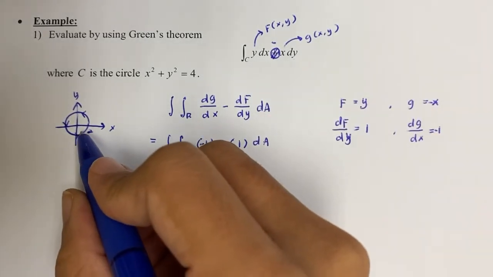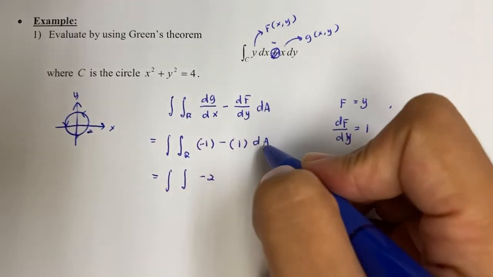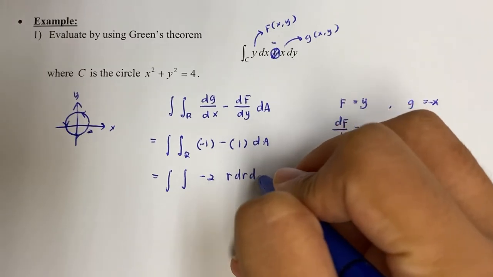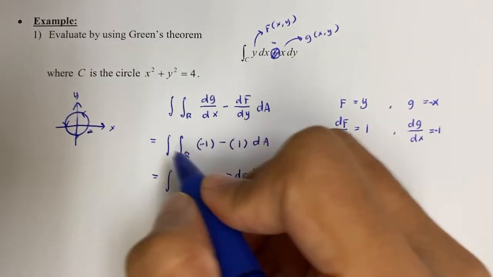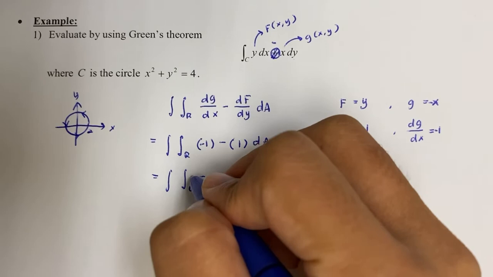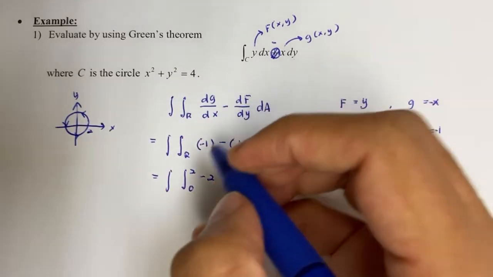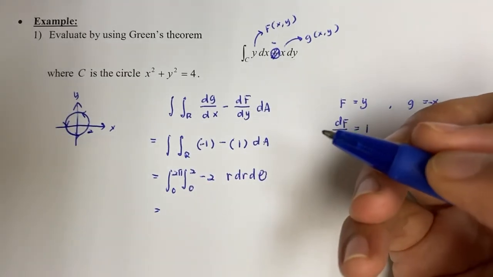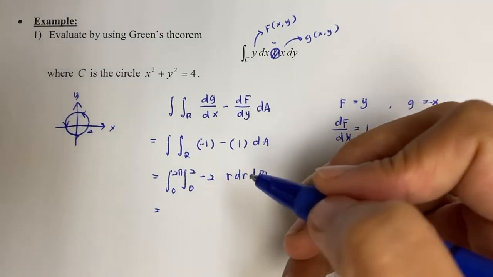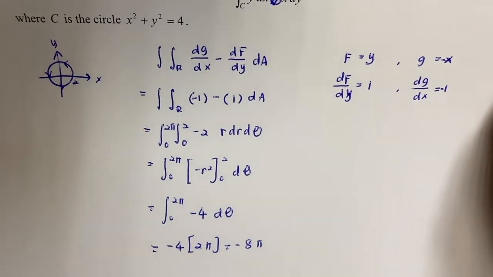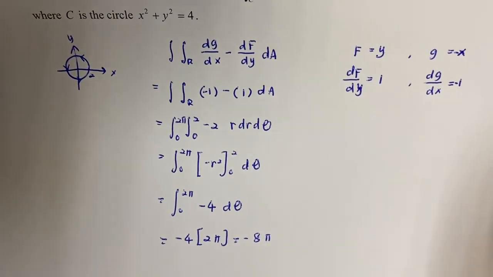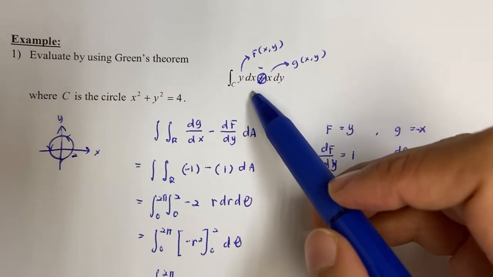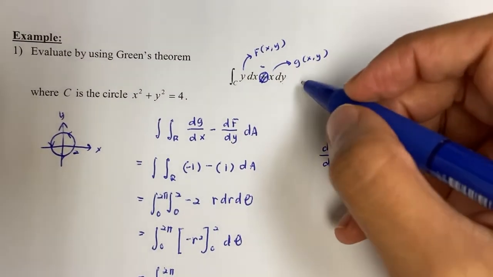So we have this circle. Okay, so substitute dA with r dr d theta. We solve this using polar coordinates. So for polar coordinates, our r limit is from 0 to 2, and the theta limit is from 0 to 2 pi. And then we can solve as usual, the double integral. Okay, solving the double integral in polar, I have the last answer is equal to negative 8 pi. Okay, using Green's theorem, I get this is equal to negative 8 pi.